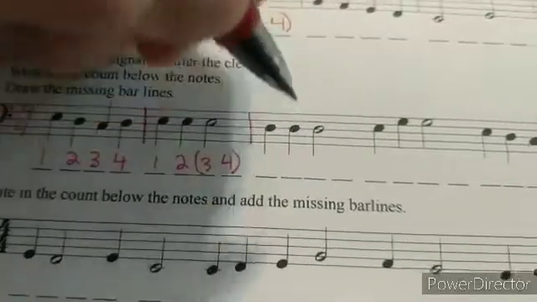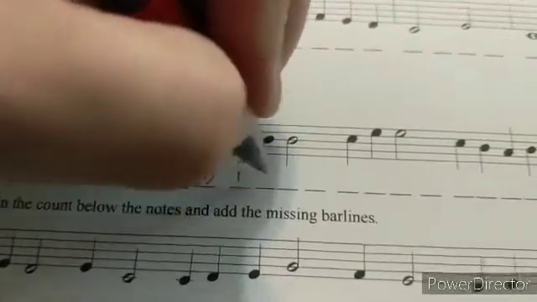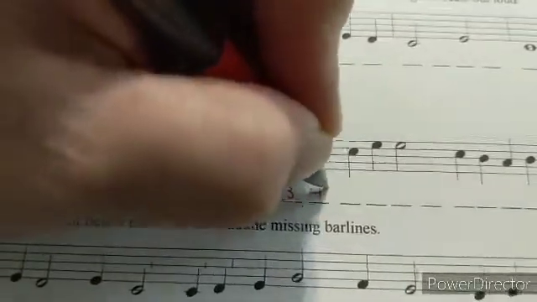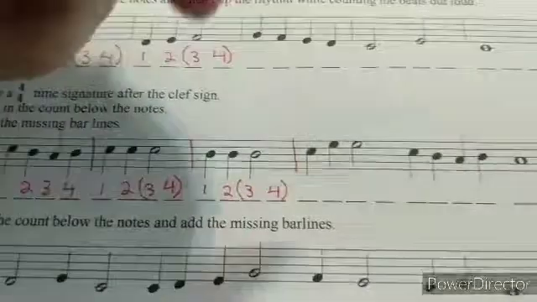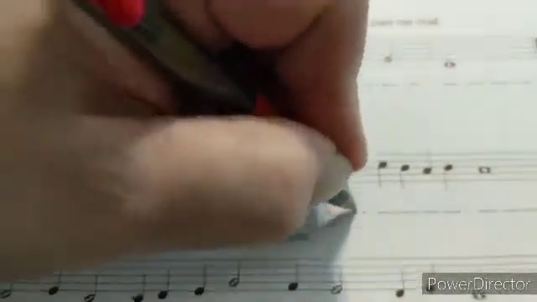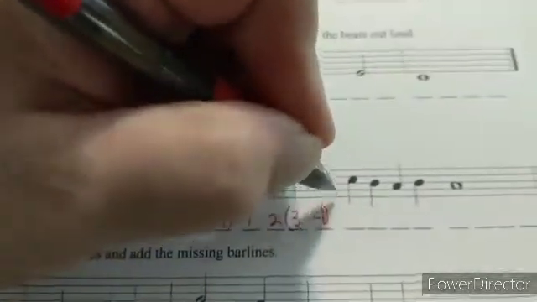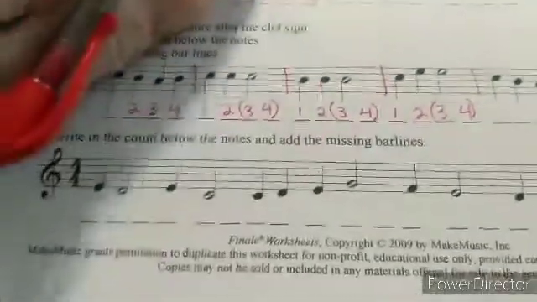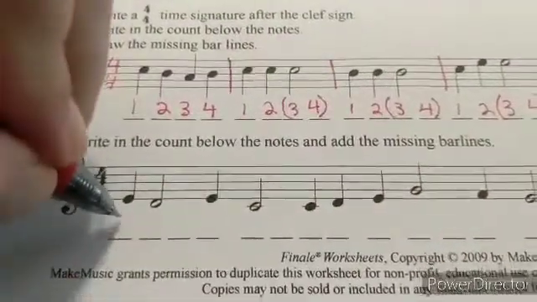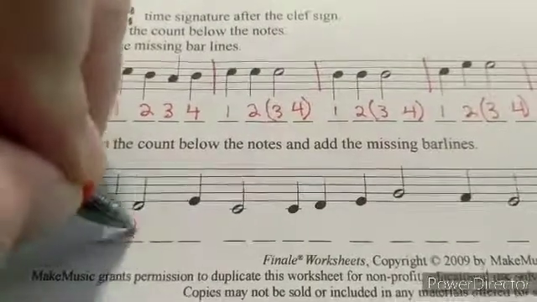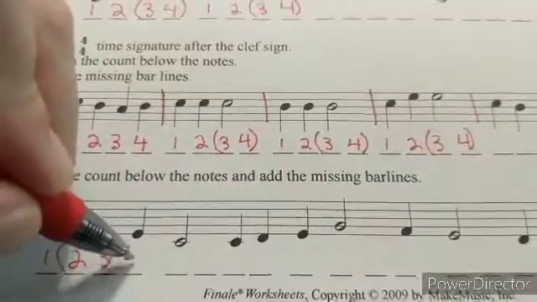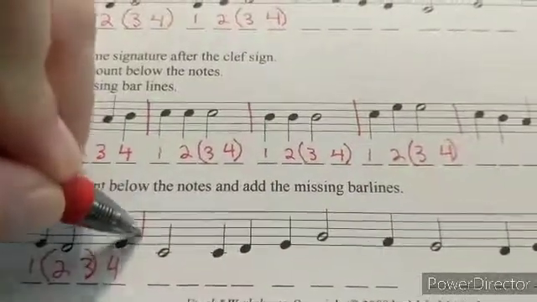This measure and this measure are going to be the same. 1, 2, 3, 4, and parentheses. Then we're going to draw a bar line. Whenever you get to 4, 1, 2, 3, 4, you're going to draw a bar line. And that is the same down here. We have 1, then we have a half note. So 2 and 3 are going to go under that half note. Then we have 4, draw your bar line.